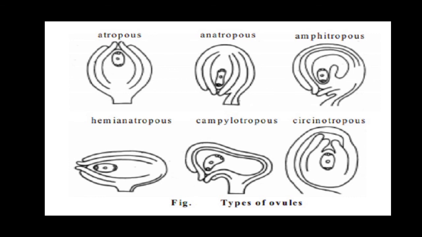So those are the different types of arrangement of the ovules, and this is how the ovules are arranged. In the next class, I'll be discussing the process of megasporogenesis, or the process of formation of this embryo sac and all.